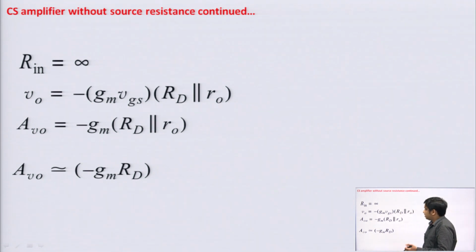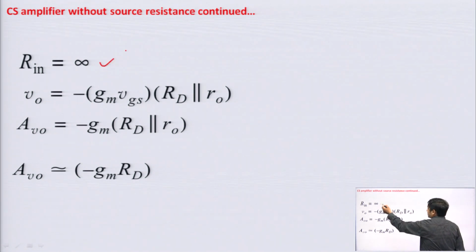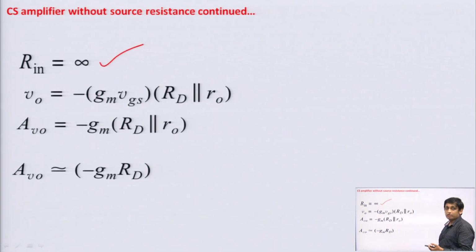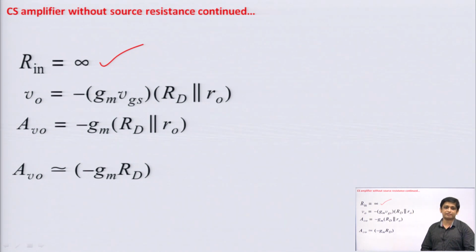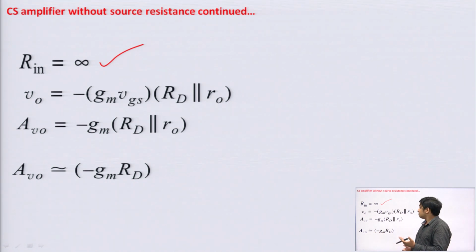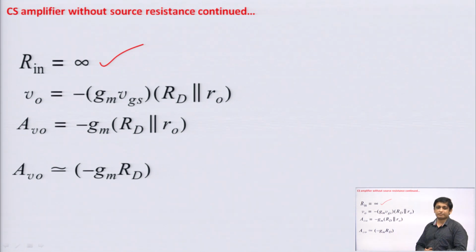Now, you can see that the input resistance is infinite, because the input current is 0. So, input resistance is infinite, but this is the ideal case. Practically, the input resistance will be in hundreds, thousands of kilo ohms or mega ohms, but of course not infinite practically. But it will be very high for MOSFET.